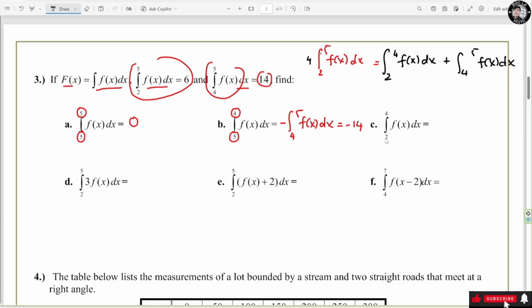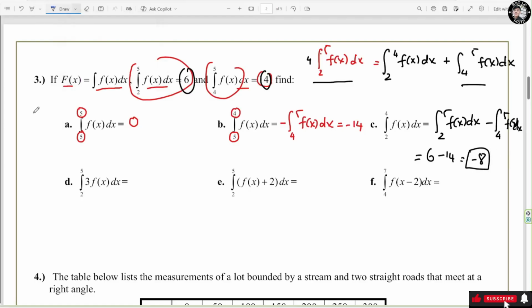Now the integral from 2 to 4 equals this guy right here, subtract this guy, right? So it's going to be the integral from 2 to 5 of f of s ds, subtract integral from 4 to 5 of f of s ds, right? Now we just substitute the value. This guy equals 6 and this guy equals 14, right? So the answer is negative 8, right?